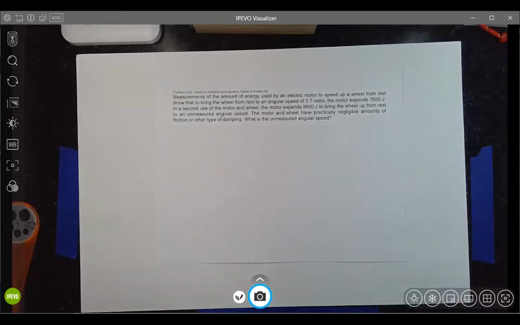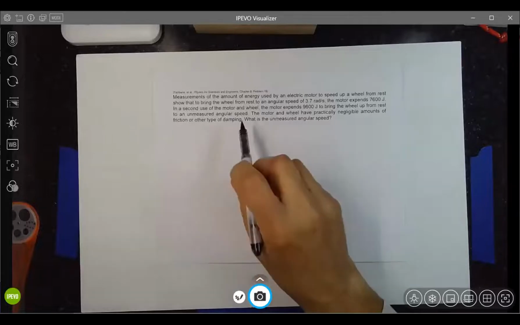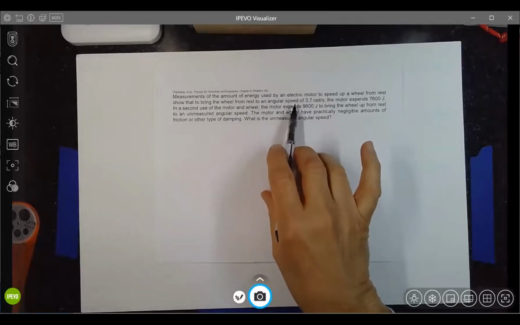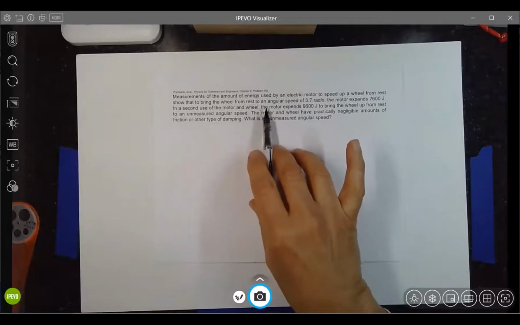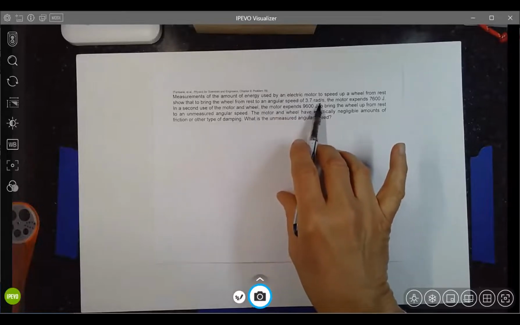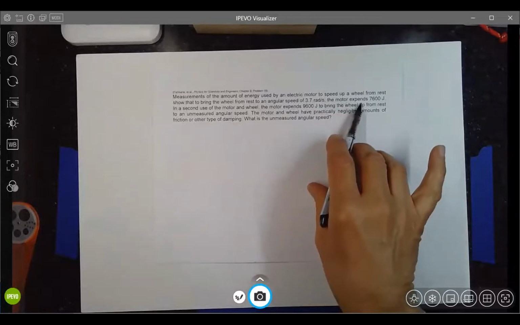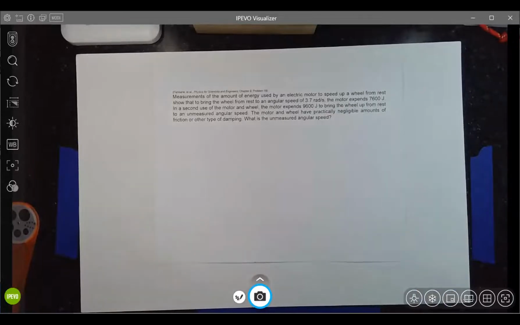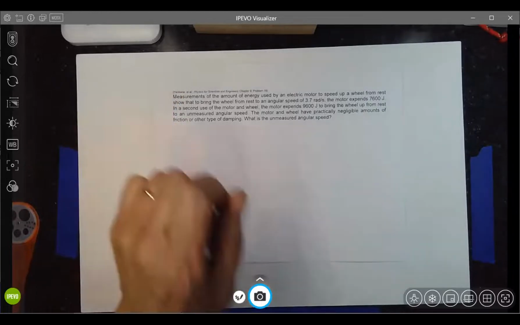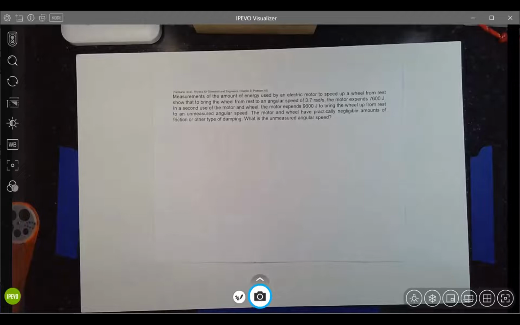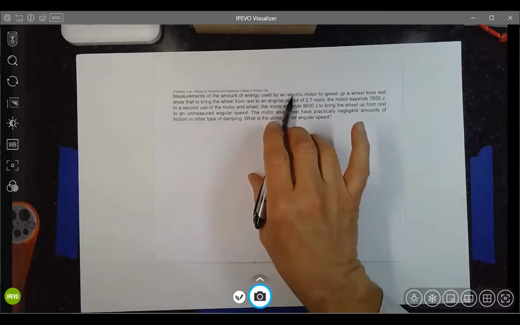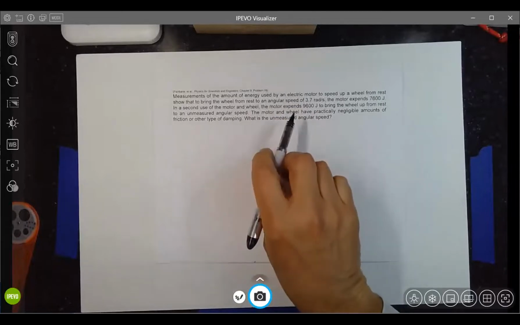So, measure the amount of energy used by an electric motor to speed up a wheel from rest. This is a little weird. I think I didn't copy this problem quite right. Show that to bring the wheel from rest to an angular speed of 3.7 radians per second, the motor exerts 7,600 joules. I wonder what in the world I did with this problem. I don't have this textbook with me at home. Oh, measurements of the amount of energy used by an electric motor. Okay, that makes more sense.